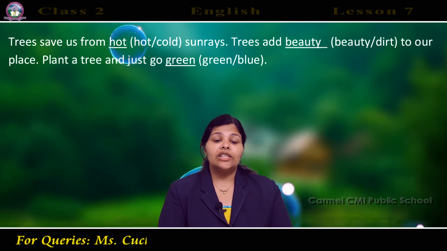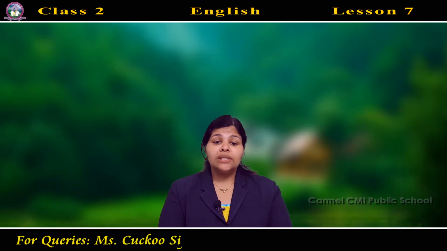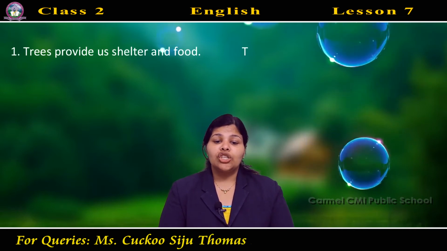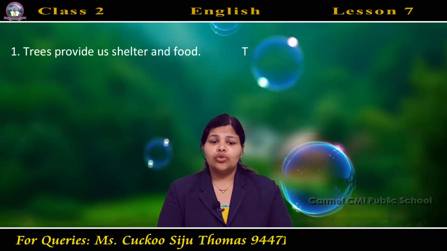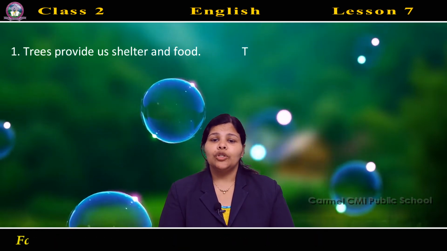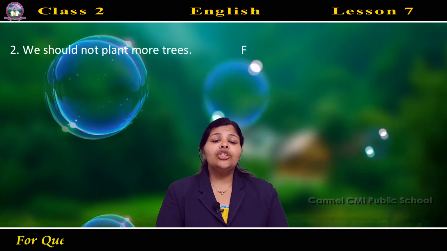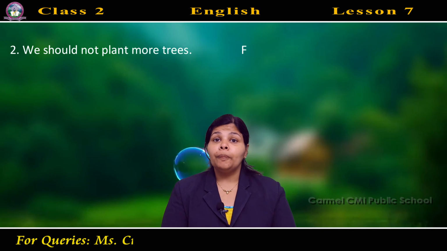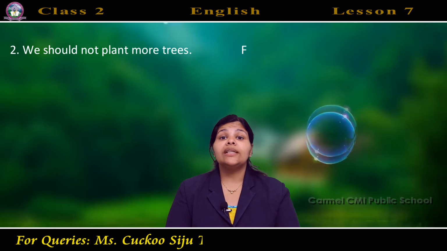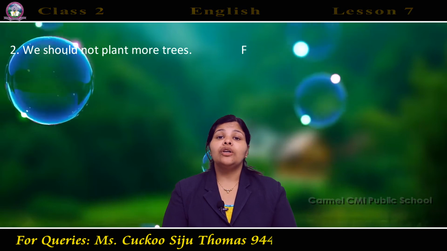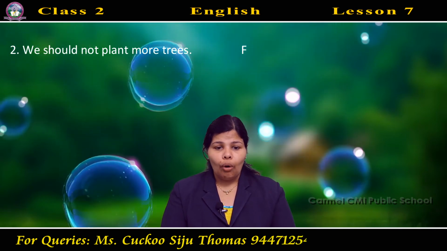Next one. Write true or false in the sentences. Trees provide us shelter and food. Do trees provide us shelter and food? Yes. So is it true or false? True. Next one. We should not plant more trees. What does the poet say in this poem? To plant more trees, because there are many helpful things that the tree gives us. So the poet tells us to plant more trees. So it is wrong. So it is false.